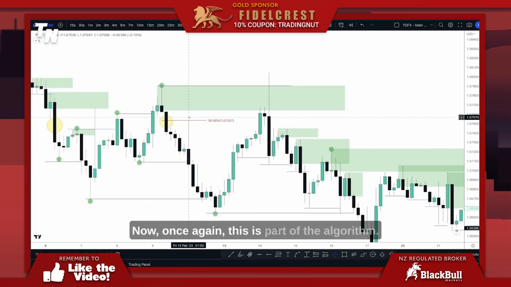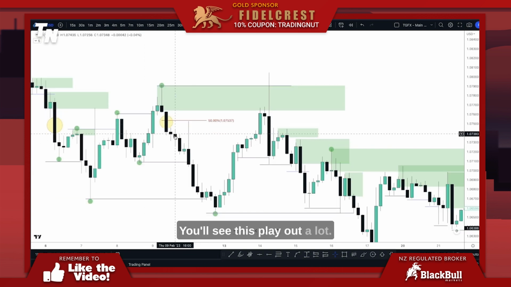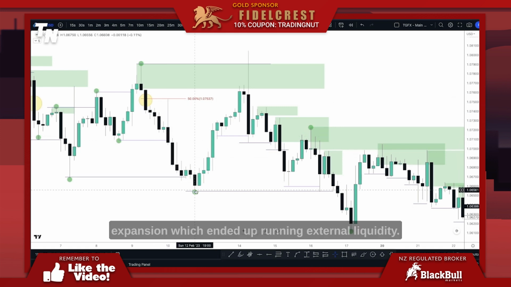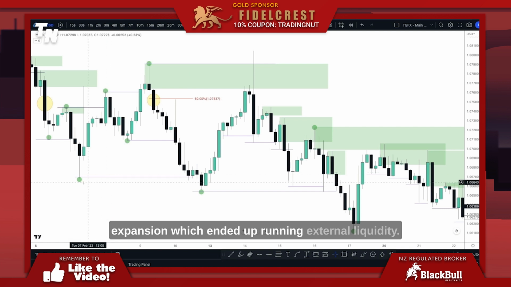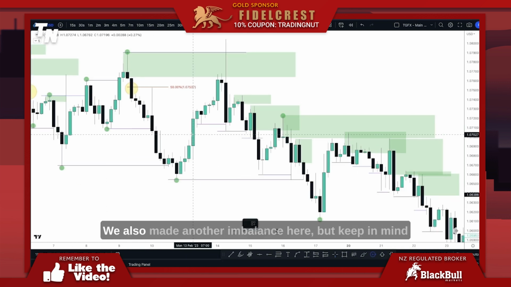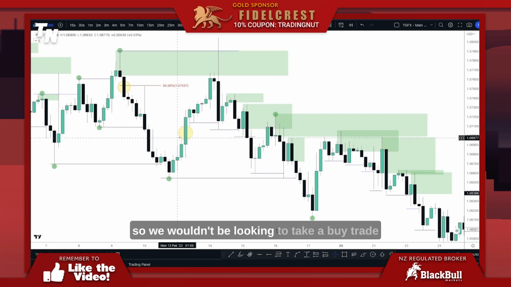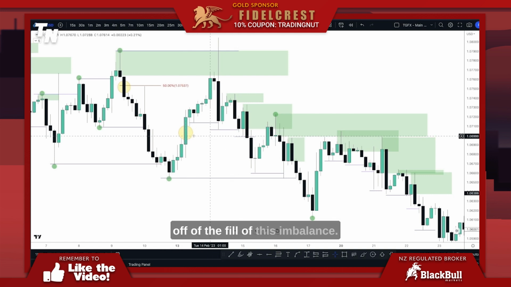Now, once again, this is part of the algorithm. You'll see this play out a lot. So as you can see in this area, as price is pushing down, we actually got a nice retest directly to that 50% point, and then another expansion, which ended up running external liquidity. We also made another imbalance here, but keep in mind for this imbalance, we were already in a downtrend structure, so we wouldn't be looking to take a buy trade off of the fill of this imbalance.